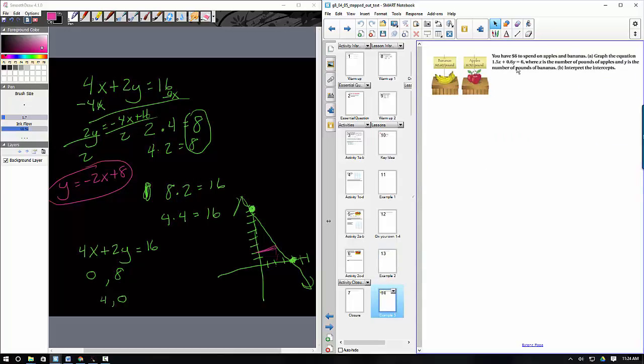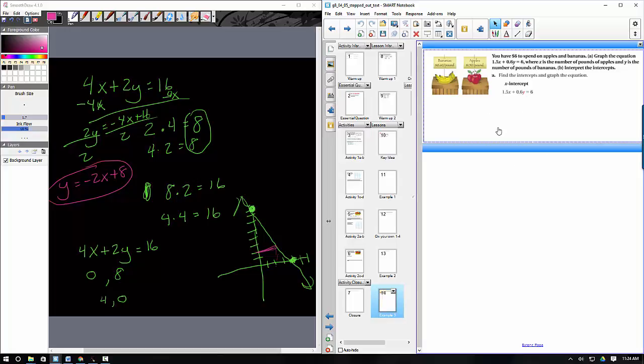So now try to write this equation and figure out where you have to spend $6 on apples and bananas, graph the equation. And where x is the number of pounds of apples and y is the number of pounds of bananas? So whenever I would go through and graph this out, what are my intercepts? So if we go through, let's look at it. So I have x is 4, so y is 0 there. So I have 4, 0.